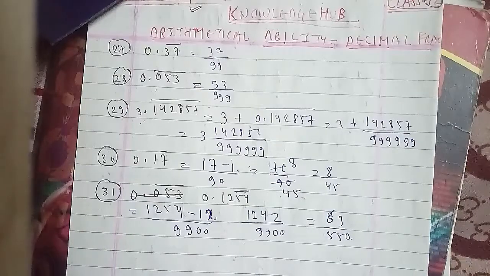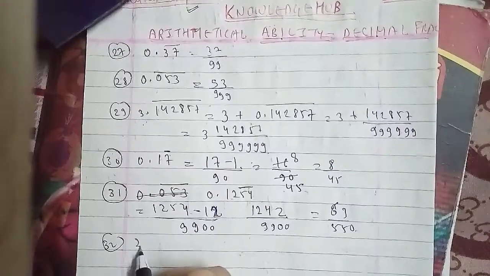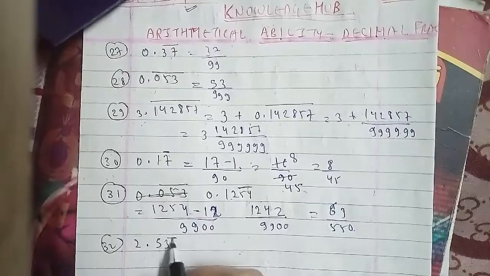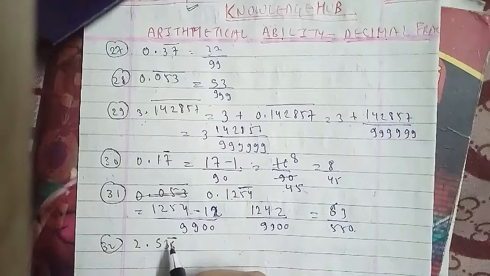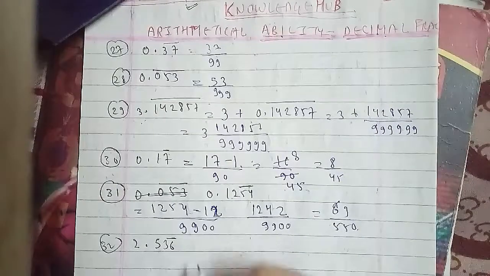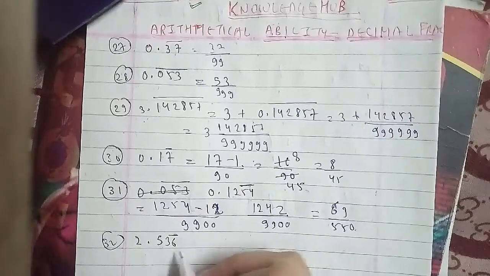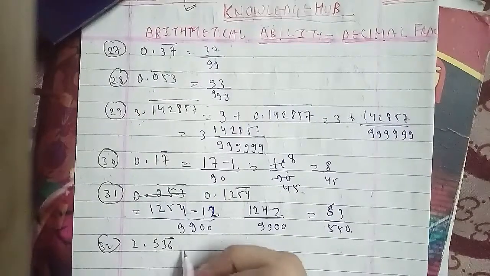We will go ahead with the further one, and that's the other question we have to talk about here, which is the 32nd question of the session. The question itself is 2.536 with a bar on 6 here as well, so we will solve it. We will exclude the 2 here, and then after the decimal we'll do the same process, and after that we'll proceed with it.